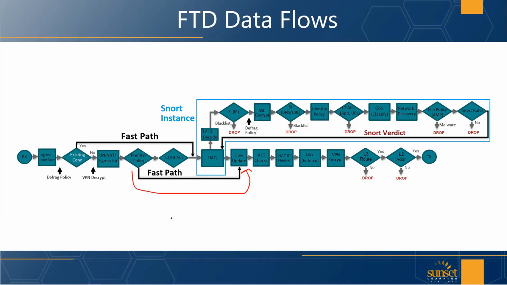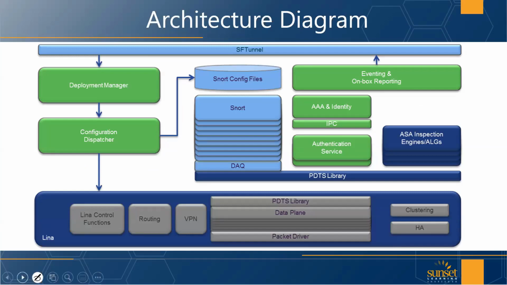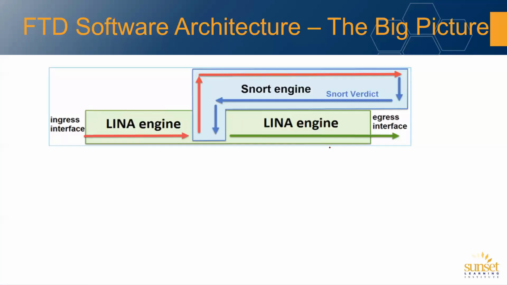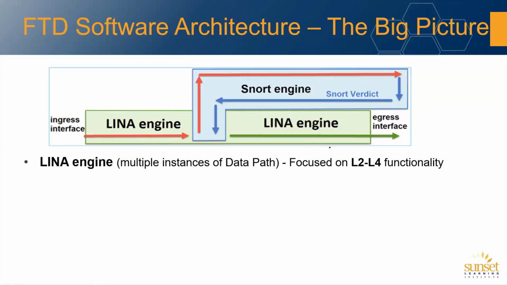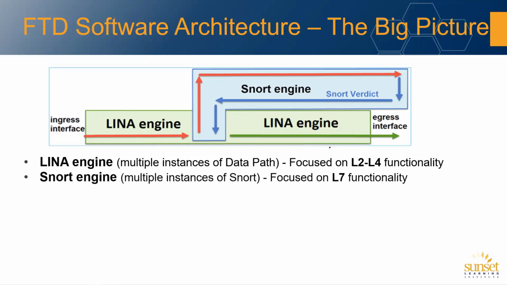So again, the architectural diagram here shows this SF tunnel, which is your tunnel between your FMC, which is your management, and this. And we go through these different control planes. So the big picture for you here is pretty interesting. Okay, Lina engine. What's different now is I have multiple instances of Lina in the data path. Where we had one ASA engine on the ASA, the one engine that would run it, here we have multiple Lina engines. And I also have multiple SNORT engines.